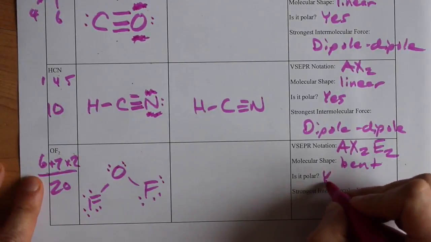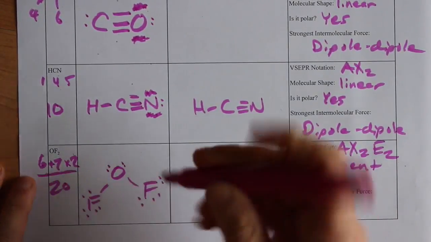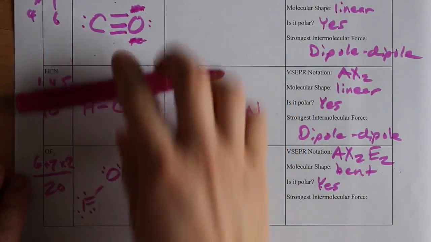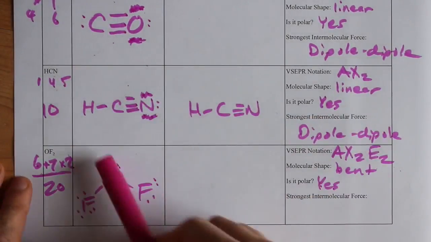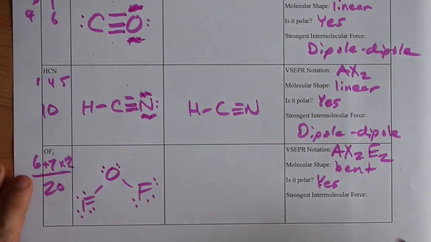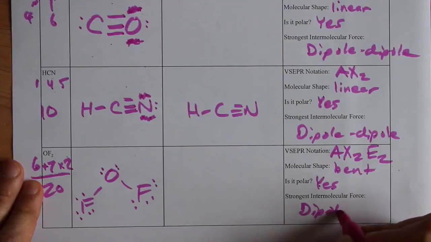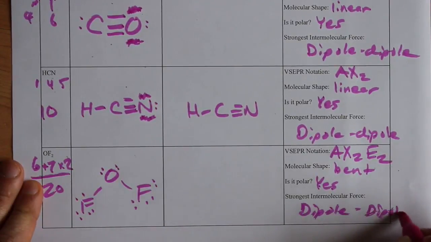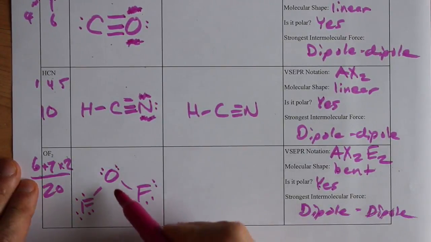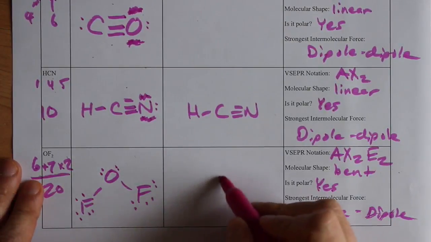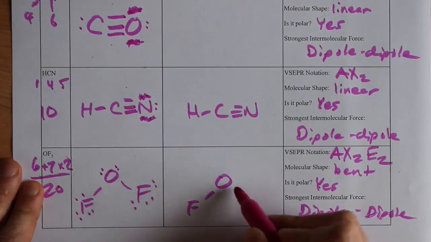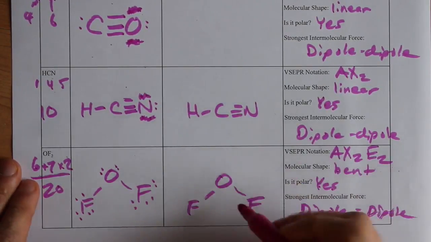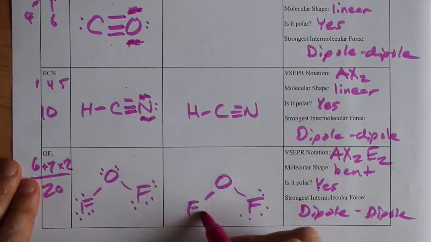Is it polar? Yes, because these 2 fluorines pull downward relative to this oxygen, and there's nothing to counteract it in the upward direction. So the strongest IMF is dipole-dipole here as well. But also, because this comes from tetrahedral and you're allowed to have 2 things flush to the page in tetrahedral, this is it. There's no 3D structure.